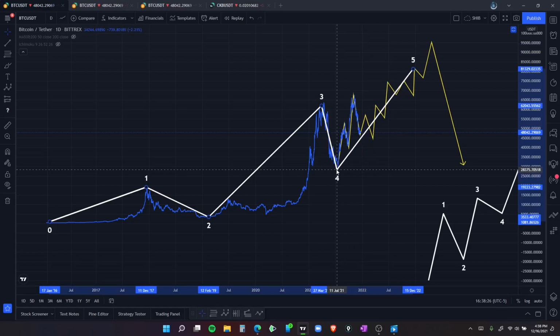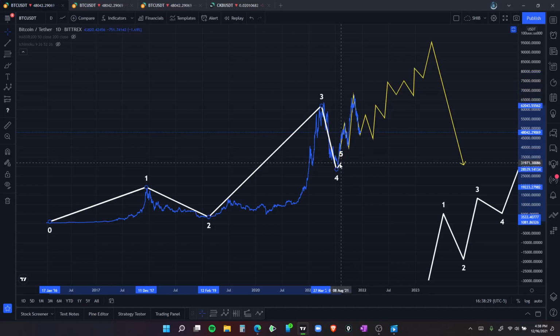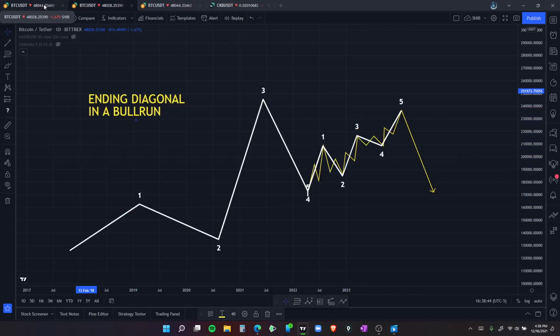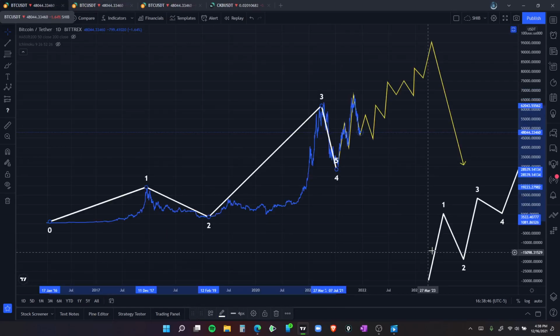So I'm just going to collapse that regular wave 5. I believe that we have already seen the end here of the wave 4, and we are on this ending diagonal in a bull run of Bitcoin here. So there is our wave 5. Pretty cool, eh?